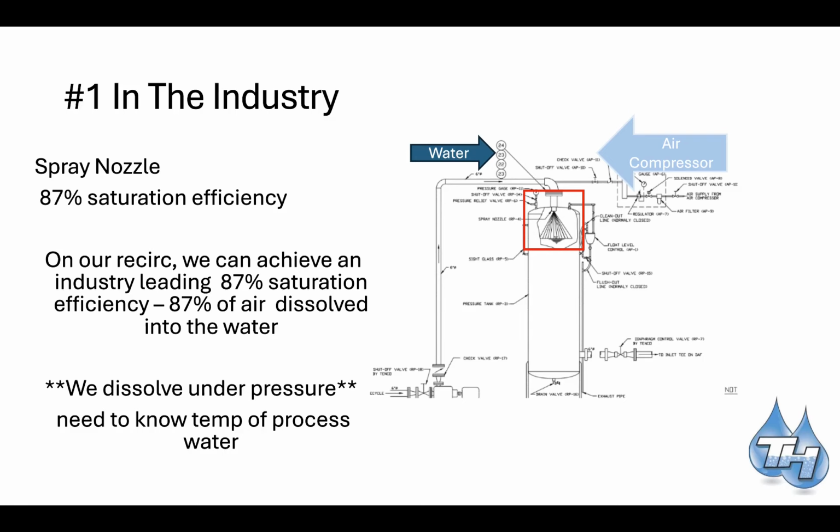Now we do dissolve under pressure. We need to know the temperature of the process water, since we are dissolving under pressure, it's somewhat temperature dependent. But this is our secret sauce. That spray nozzle right there in the red box, that is how we achieve the saturation efficiency, in my opinion. Of course, the entire system has to be very robust and well engineered in order to achieve that efficiency and to make that happen.